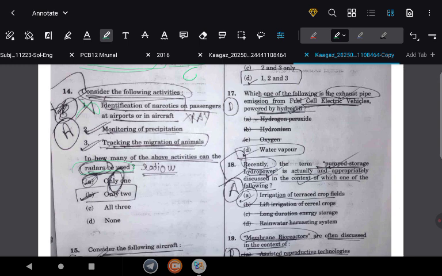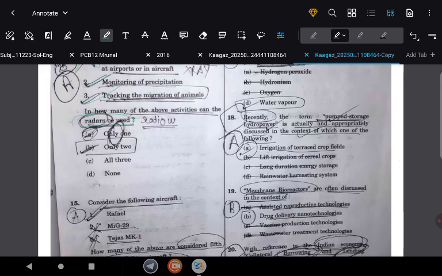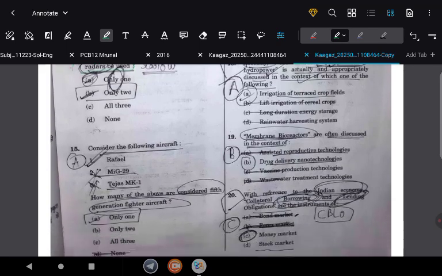So in this question again we should have gone with all three options, but yes, in the exam this can happen. You might overthink a bit, and I thought that maybe identification of narcotics would not be possible with the help of radar, and so I just went with two options: monitoring of precipitation and tracking migration of animals. But I think the answer must be all three.